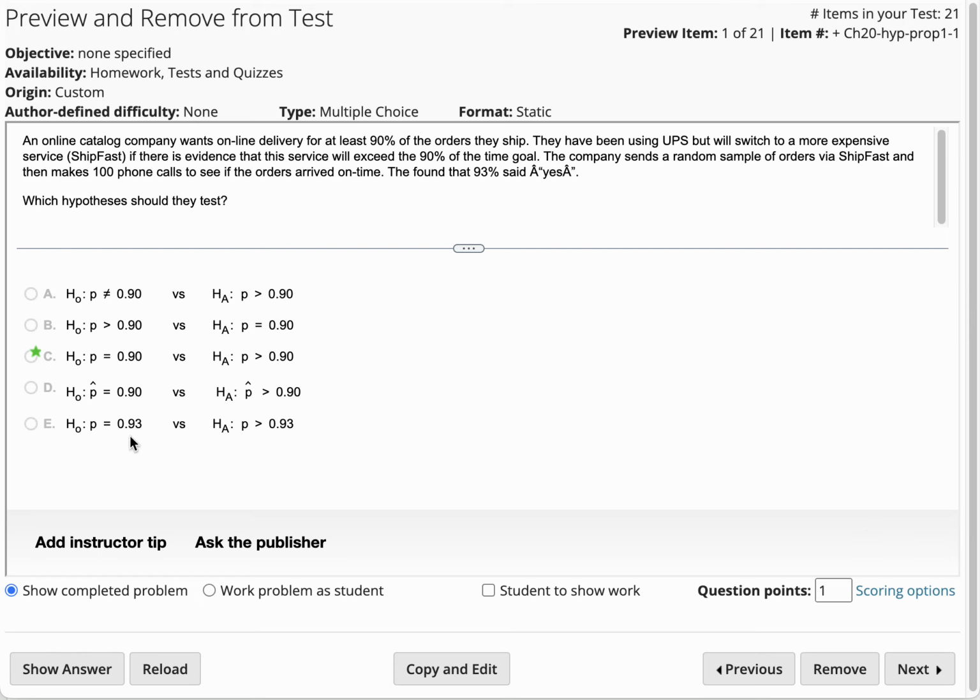All the others have a real problem because "at least 90%" should be in the mix. This is an alternative, not a null hypothesis. Alternative, not a null. This is a sample proportion, and this 93 is what UPS put out there as a number.